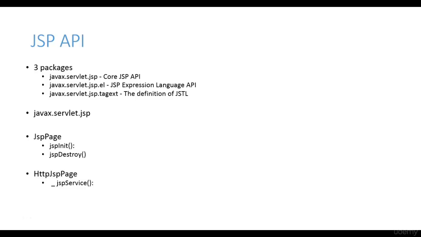Now let us talk about the HttpJspPage interface. It extends the JspPage interface and provides one method, which is _jspService. It is used to process the request. It is invoked each time a JSP page is requested by the container. The underscore signifies that you cannot override this method.